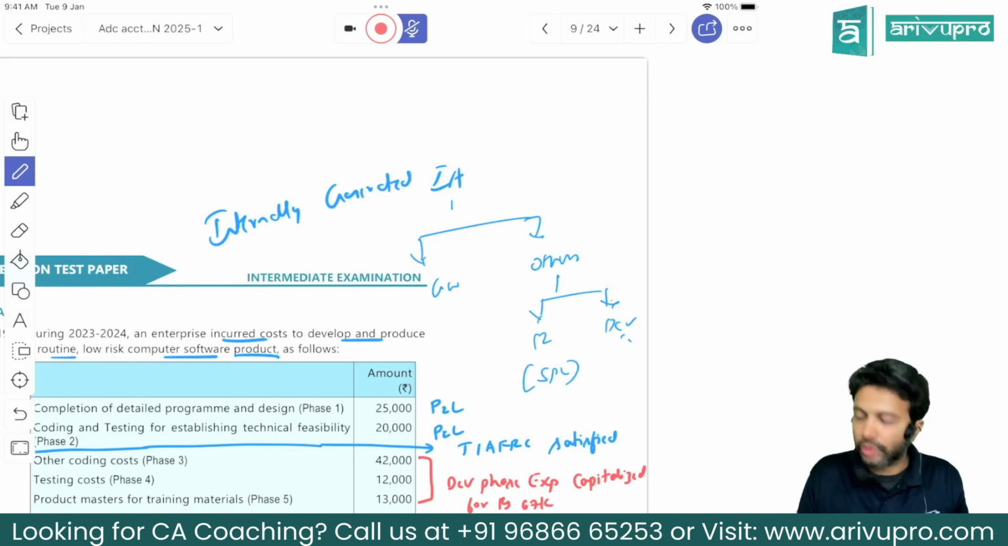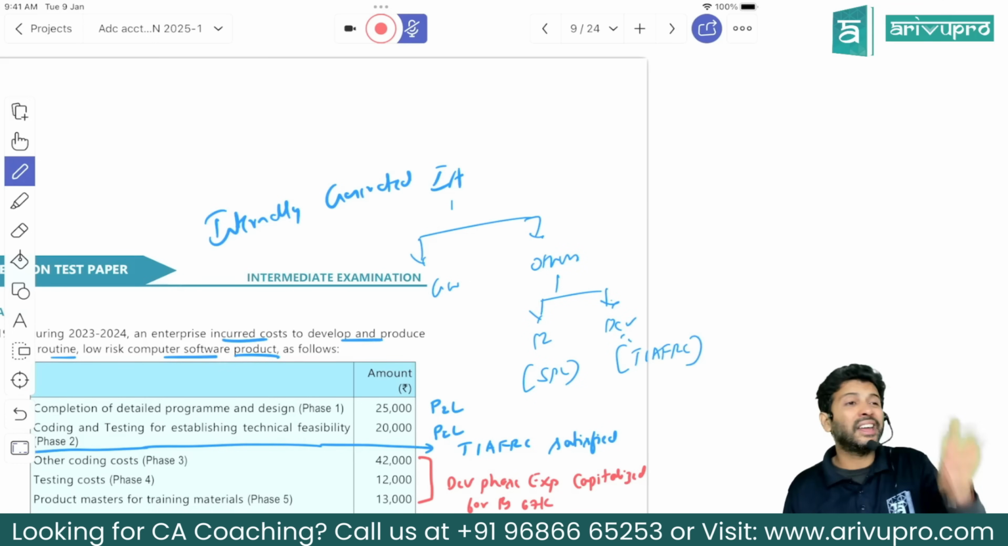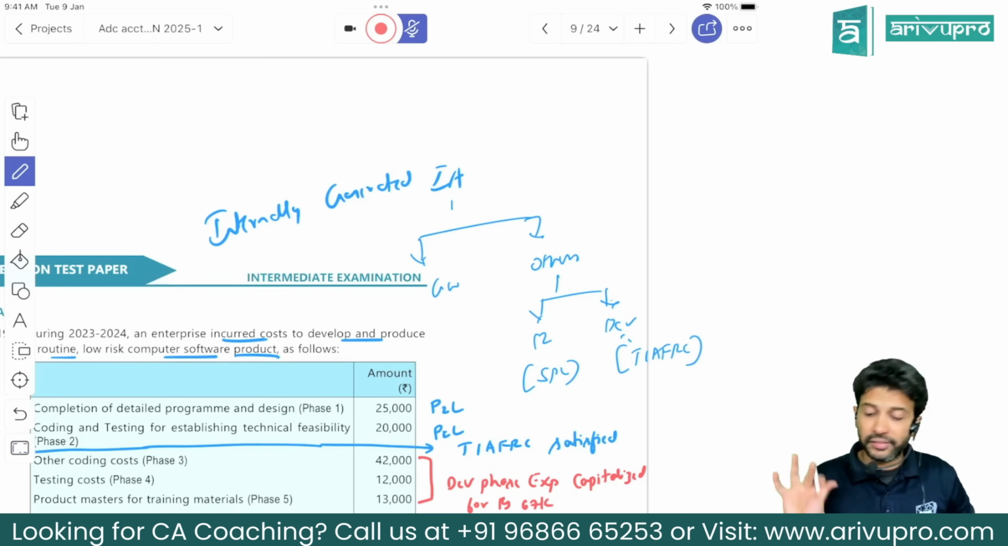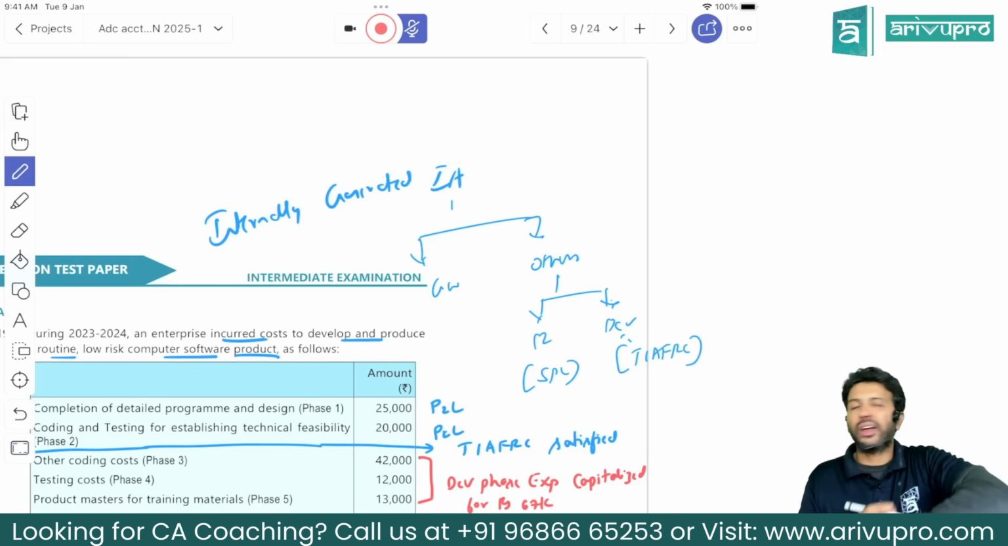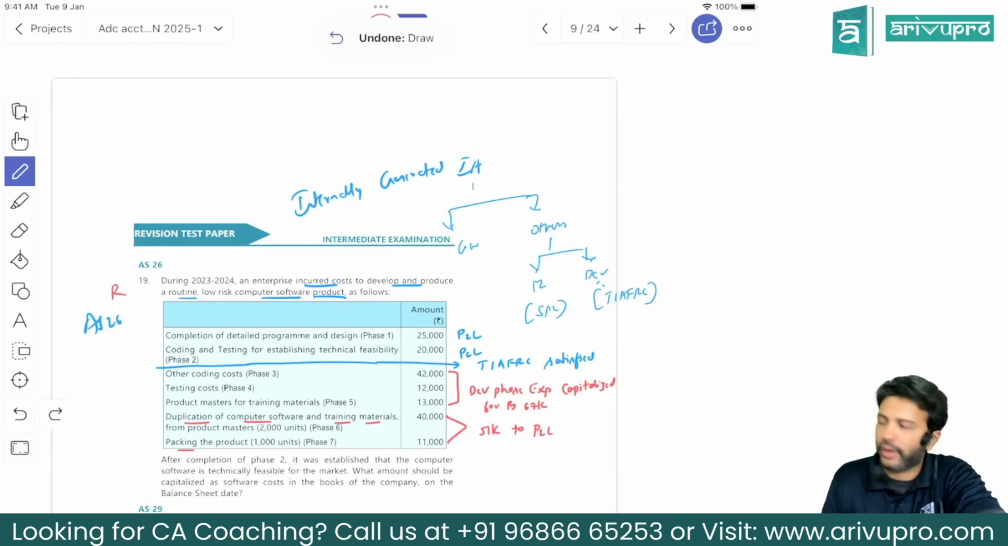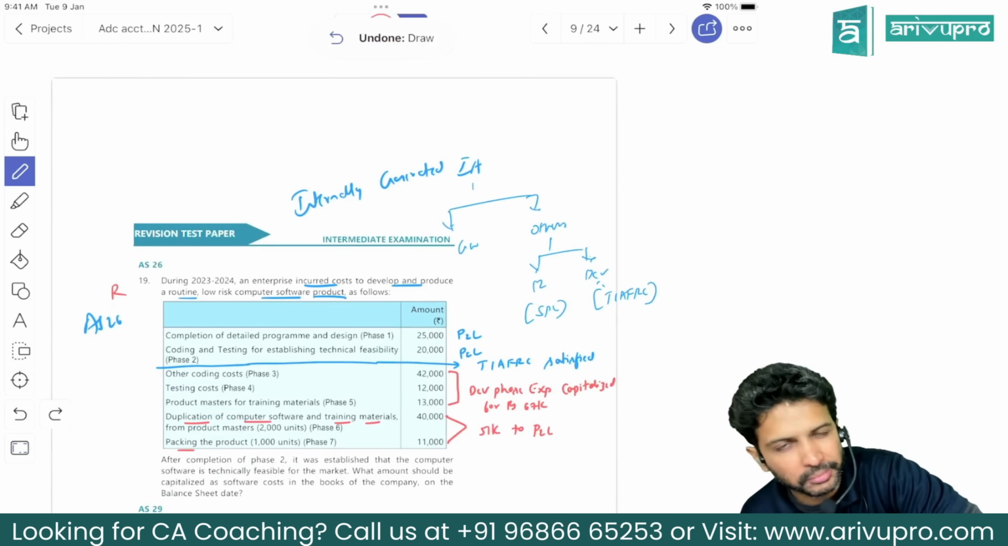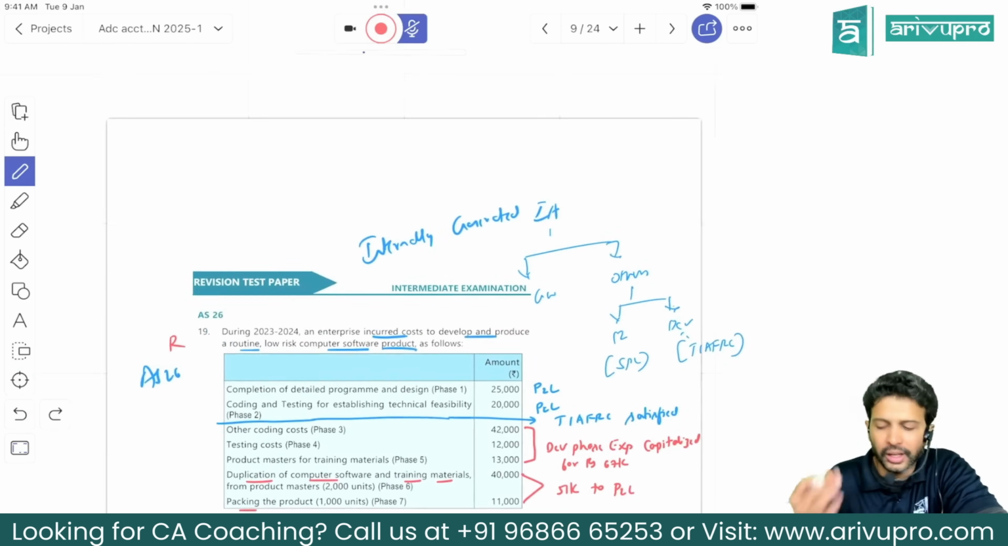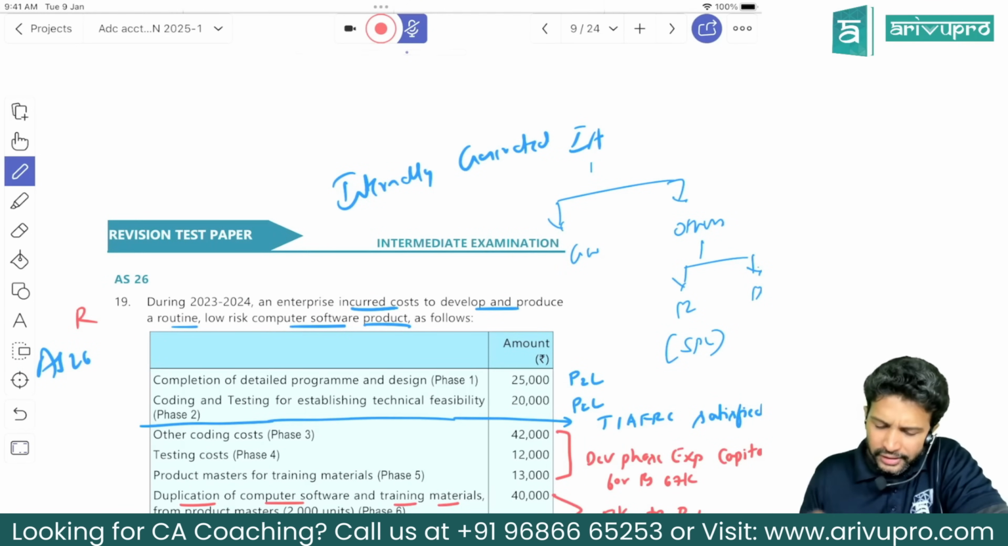Research phase expenditure goes off to P&L. Development phase expenditure you will capitalize, provided TRFRC is satisfied. We have discussed this in AS26. That is the question this is. Same question, similar one, except the last one has an extra pointer, with more or less the same numbers, and it is there in our class notes also. But anyways, we will quickly discuss this.